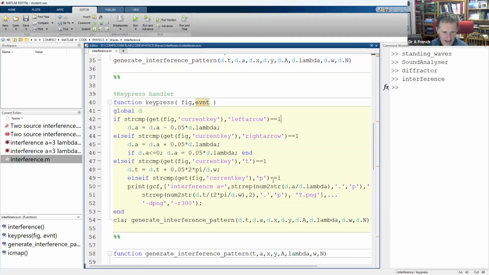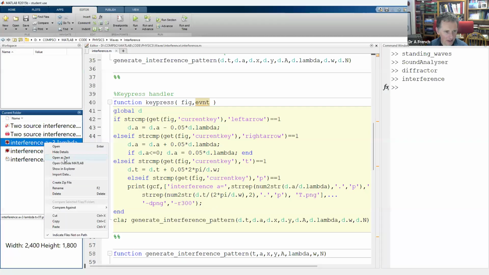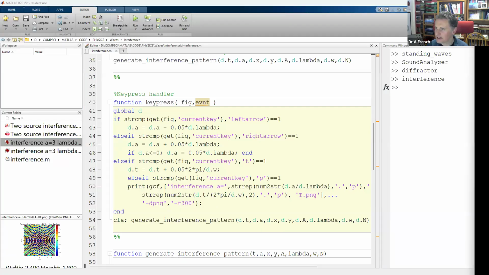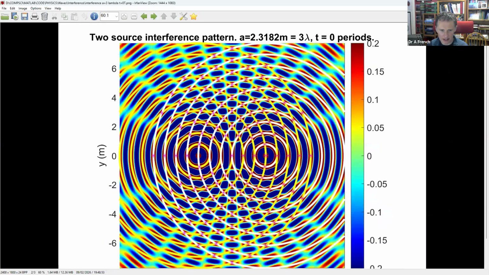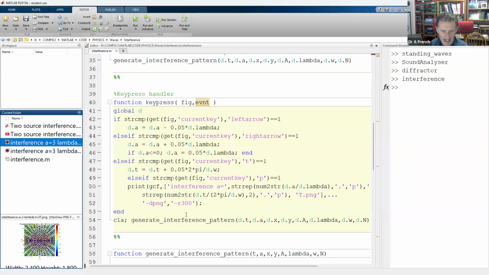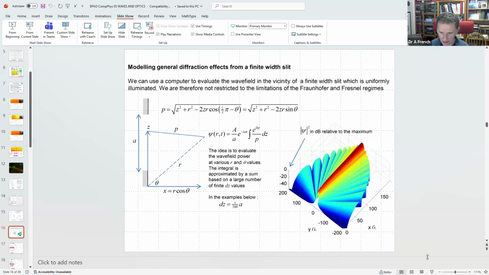If I hit the P command, I will print a picture, and I get something that looks a bit like this. You need to figure out what that is for the language of your choice, but adding some form of key control is a really fun thing to do. Okay, so let's have a little look at what's next.